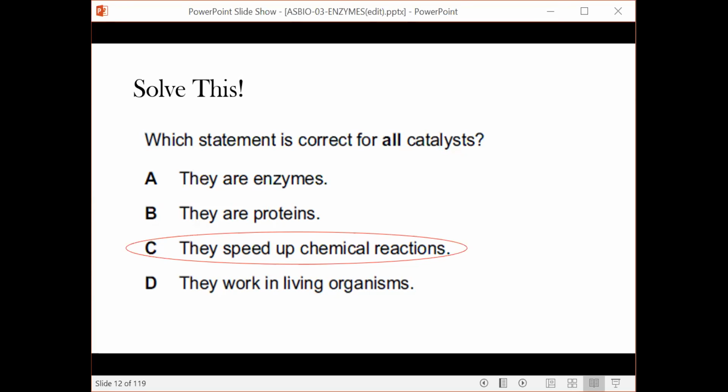Okay, that is what it is. And what you said is correct, that it is altering the speed. But now we have to check what the question is saying. The question is asking for all, which means in general. Are they all enzymes? Not true. Are they all proteins? Not true. Are they all working in living organisms? Not true either. So of the four, which is the most apt? C is the most apt.